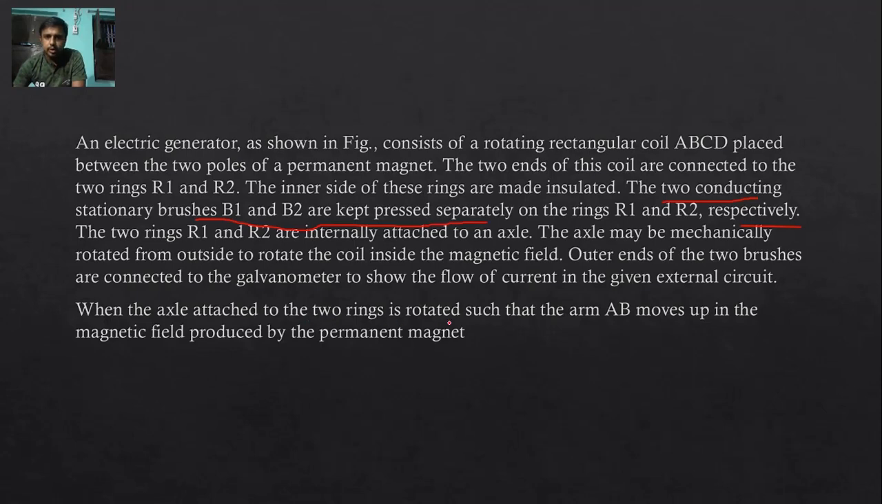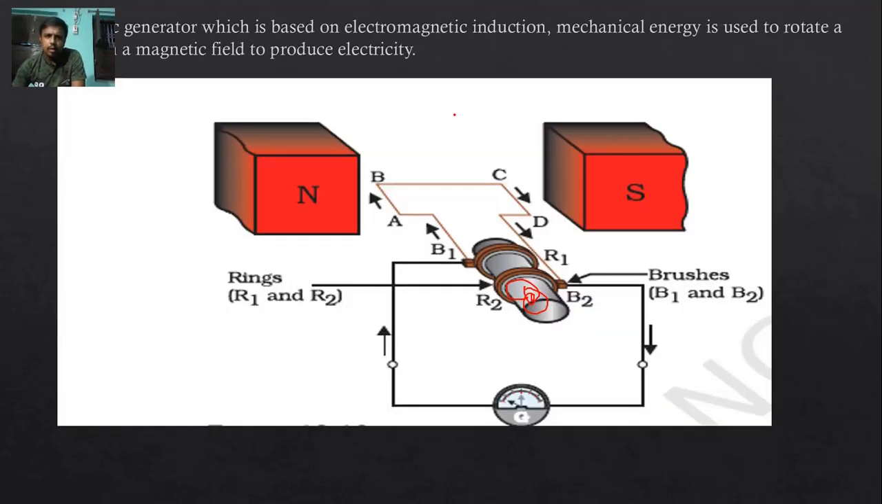When the axle attached to the two rings is rotated, these are the magnetic field lines from north to south. So when current is passed through the coil, due to the presence of magnetic field lines, it will rotate, and AB will move upward and CD will move downward. The rotation would be like this, because you can see here the direction of current in AB is in this way, while in CD it is in the opposite way. So for that reason, AB moves upward, while CD moves downward.